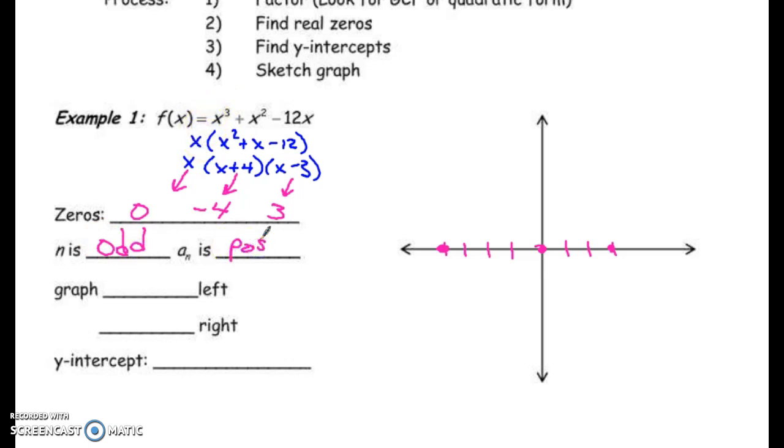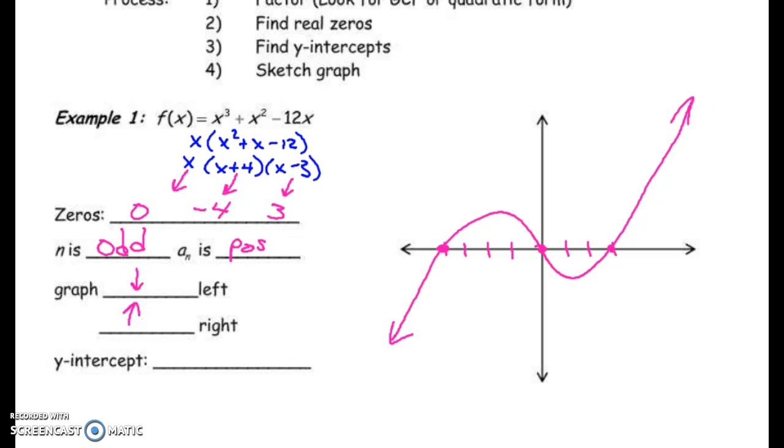This is odd, and the coefficient in front is positive. So I know, looking back at our chart on the previous page, it's going to be down on the left and up on the right. So here you go. There you go, and we're done with the graph. So it's down on the left, up on the right.